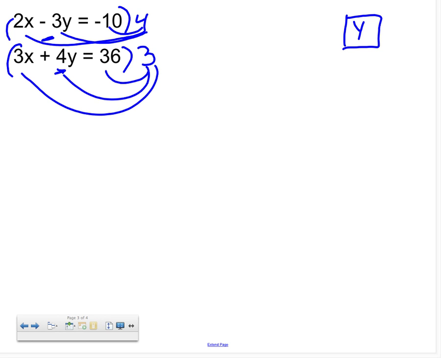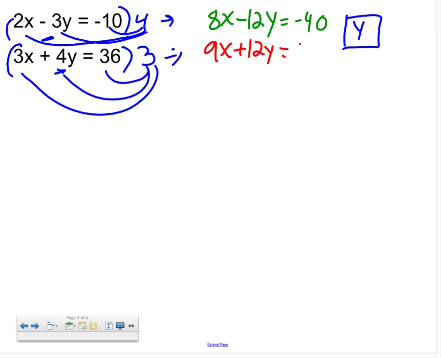So let's rewrite how these would both look. We'll do the top one first. So 2 times 4, that's going to be an 8x. Negative 3 times 4, that's negative 12, which is what I wanted. Negative 10 times 4 is negative 40. Now we do the bottom. 3 times 3, that's going to be a 9x. 4 times 3, that's a positive 12y, again, what I wanted. And then 3 times 36, that's going to be 108.